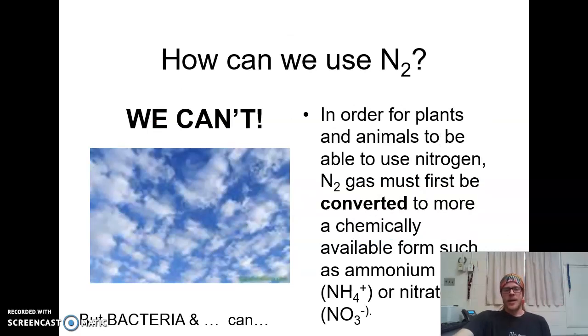Okay, we cannot break it down, but bacteria can. In order for plants and animals to be able to use nitrogen, it must be converted to a more chemically available form, such as ammonium or nitrate. So don't get confused. Ammonia is different, NH3, right? Now we're saying NH4, ammonium, okay? And then nitrate is NO3.